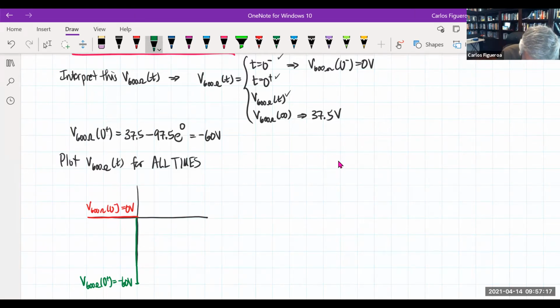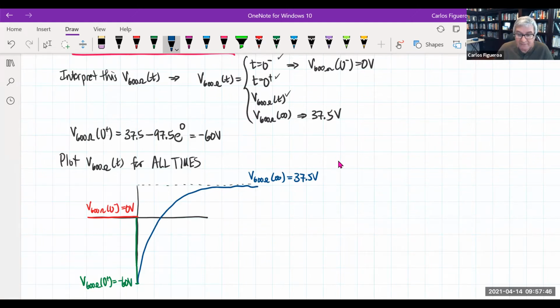So that means this guy's going to jump all the way up to here, which is then going to be V600 of infinity, 37.5 volts. So what am I going to see? I'm now going to see where this goes up to a higher voltage, like this.